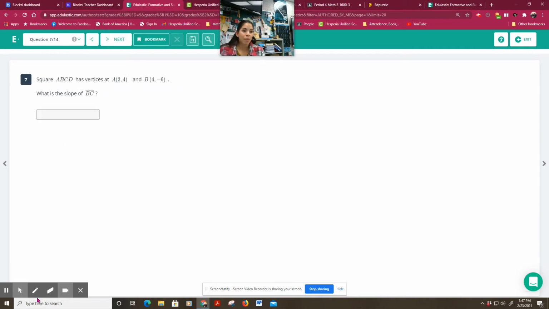Number 7, Square ABCD has vertices at 2, 4, and 4, -6. What is the slope of BC? Okay, I'm going to try really hard to draw a graph here. It helps when you draw a picture.